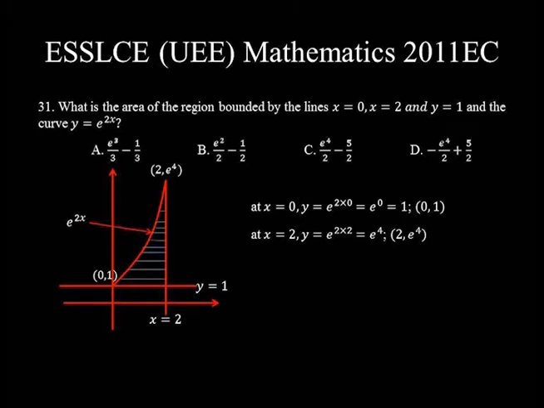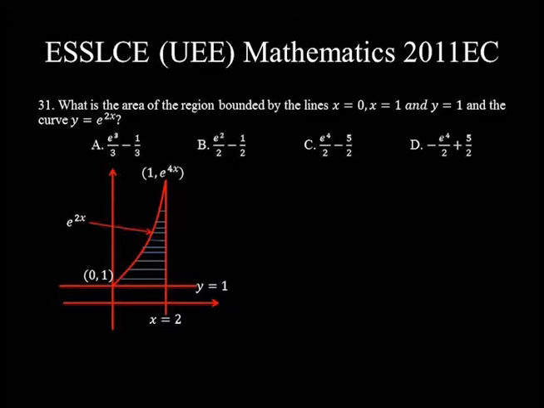Since it is enclosed by the graphs y is equal to 1 and y is equal to e to the power of 2x, for x values ranging from 0 to 2, the area is calculated by using the formula: area is equal to the integral of e to the power of 2x dx, x ranging from 0 to 2, that is the upper graph, minus the integral of 1 dx, x ranging from 0 to 2, that is the lower graph.